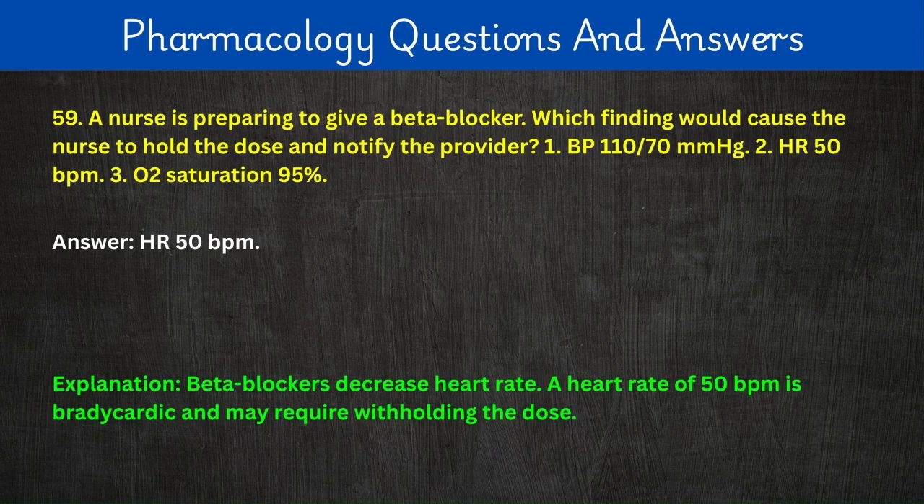59. A nurse is preparing to give a beta blocker. Which finding would cause the nurse to hold the dose and notify the provider? 1. BP 110/70 mmHg. 2. HR 50 BPM. 3. O2 saturation 95%. Answer: HR 50 BPM. Explanation: Beta blockers decrease heart rate. A heart rate of 50 BPM is bradycardic and may require withholding the dose.